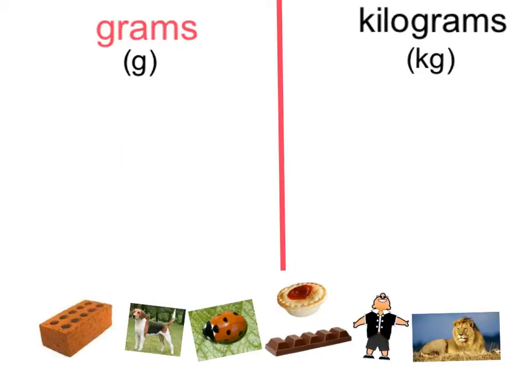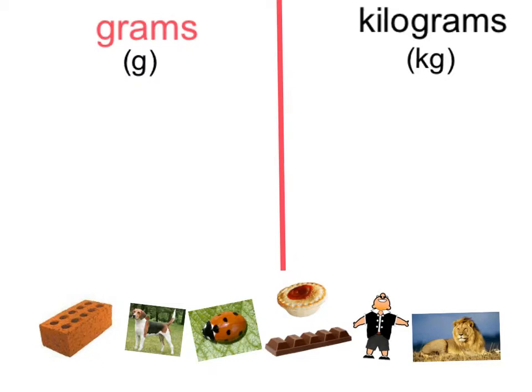On this slide, we are going to sort different things that we would measure in grams and kilograms. So remembering we use the metric unit grams when something doesn't weigh enough to measure it in kilograms. So we use it for smaller things. We use the metric unit of kilograms to measure things that are a little bit heavier.